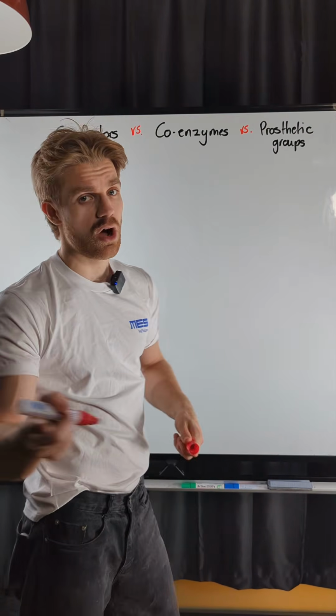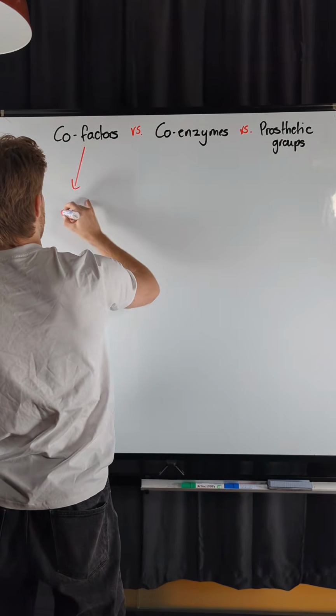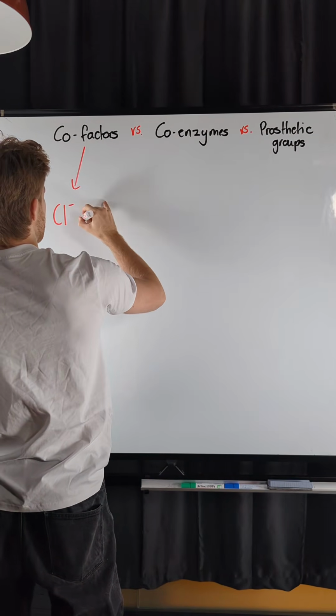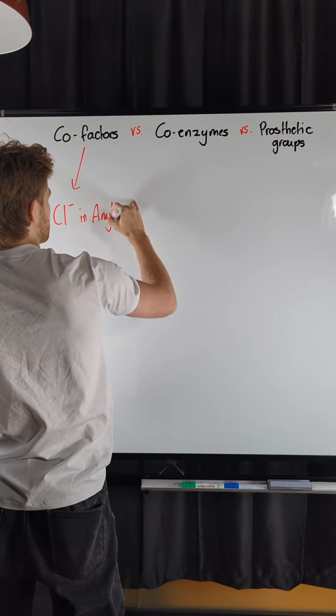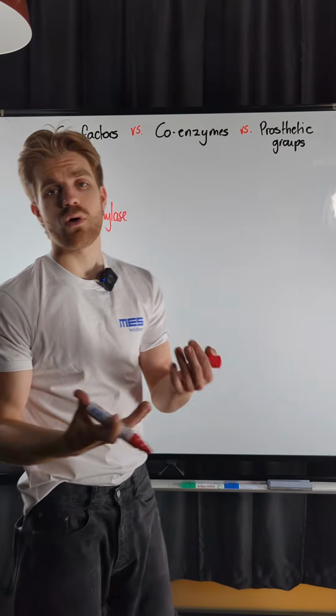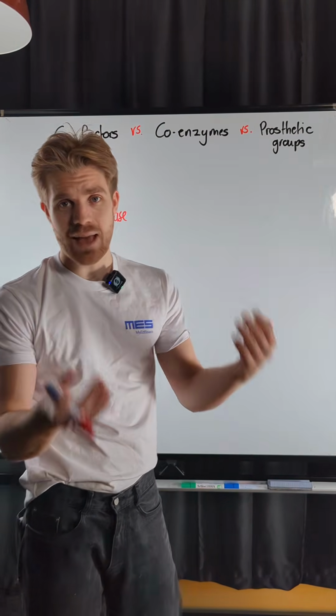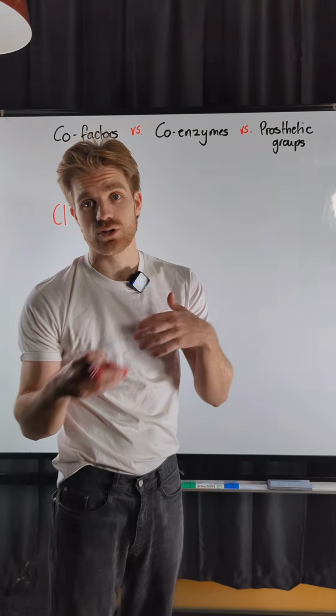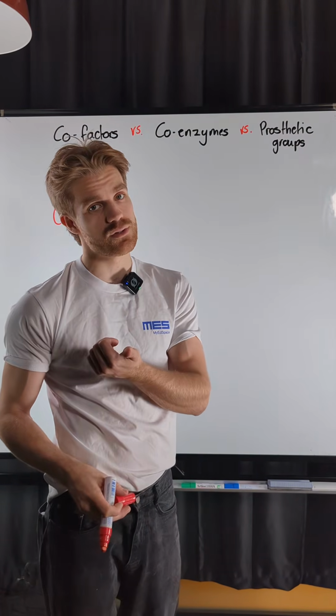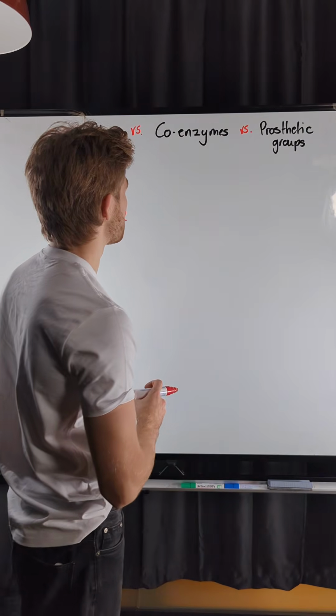Some good examples of the cofactors that we need to know about are chloride ions in amylase. If there is no chloride present, the amylase will not be able to break down those starches into maltose.